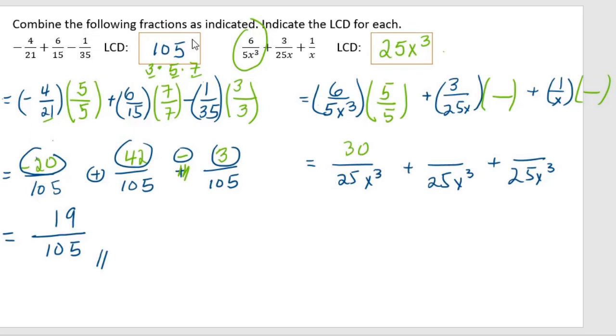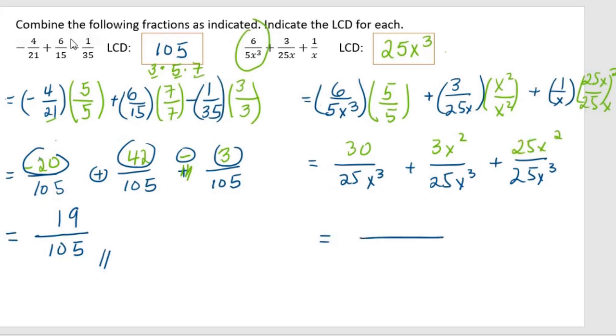All right, here we already have the 25, but we're missing a couple x's. How do we turn an x into an x cubed? We multiply it by x squared. If we multiply the bottom by x squared, we better multiply the top by x squared. And 3 times x squared is just 3x squared. Here we're going to need 25 and x squared as well. We're missing pretty well everything, so we end up with 25x squared.